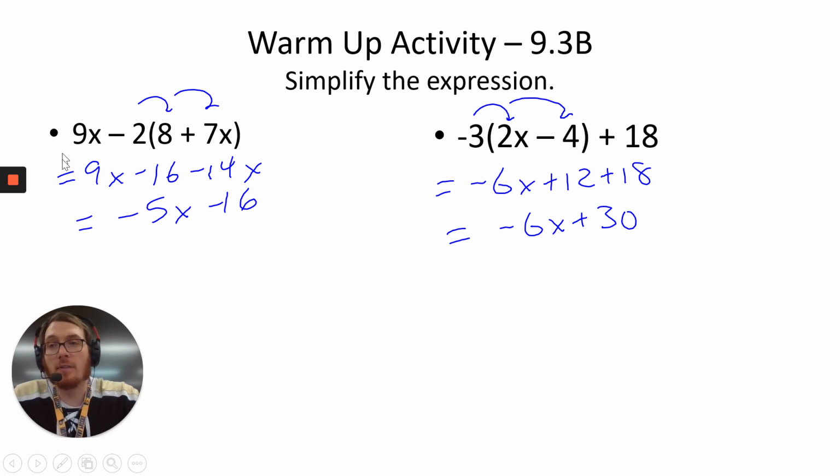Combining like terms here, I've got a 9x and then minus 14x. So 9 minus 14 would be found by doing 14 minus 9, which is 5. But knowing that the bigger number is negative, it would be a negative 5x minus 16. And typically you want the part that has the x value first. It doesn't necessarily matter every time, but it's going to help you when you get into some of your algebra topics later on to have that x value with the coefficient first.